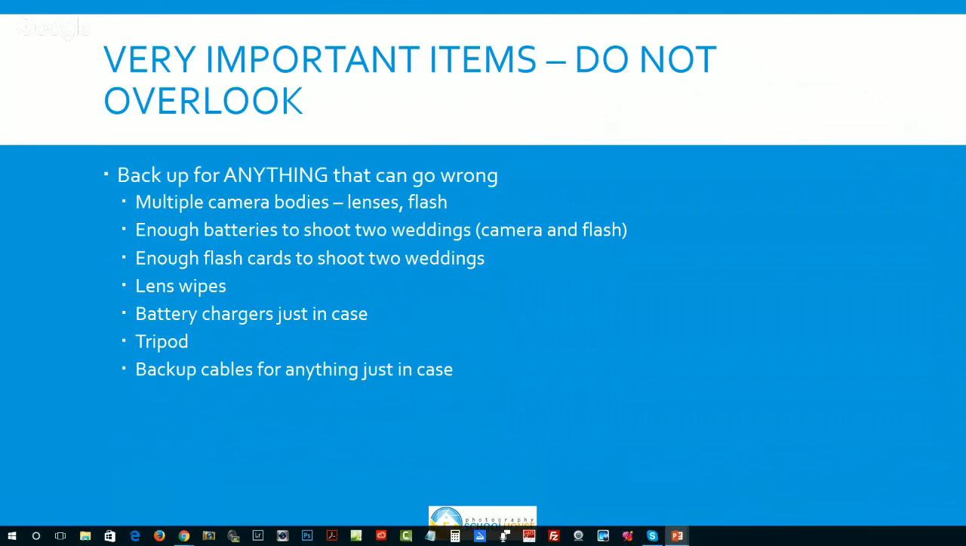Very important things that you just can't let go wrong. You've got to have a backup for everything. Everything. You're a professional, not an amateur, which means you have to have equipment in case of equipment failures. If a camera fails, you need a camera. If a flash fails, you need a flash. You need enough batteries to get you through 2 weddings, never mind 1. There should never be an excuse for running out of battery power for your camera or your flash.